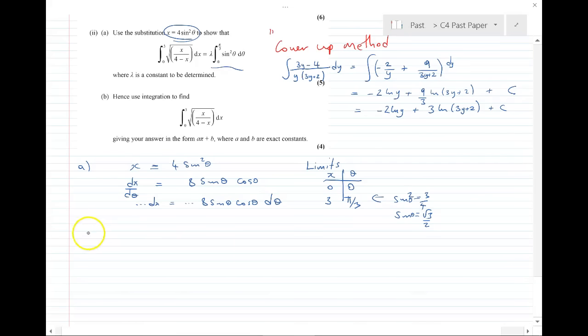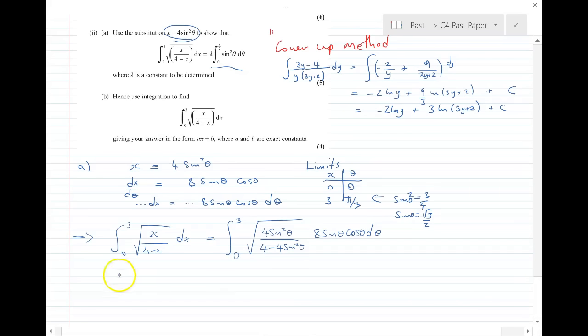Okay, so now we're ready to actually put this in, and hopefully it breaks down to something of this form. So that means that the integral from 0 to 3 of the square root of x over 4 minus x dx is equal to the integral, with limits from 0 to pi over 3, of the square root of x, which is 4 sine squared theta, over 4 minus 4 sine squared theta, and then I'm going to replace the dx operator, which is 8 sine theta cos theta d theta.